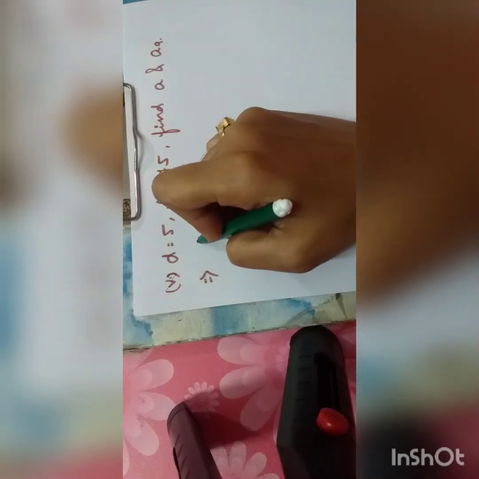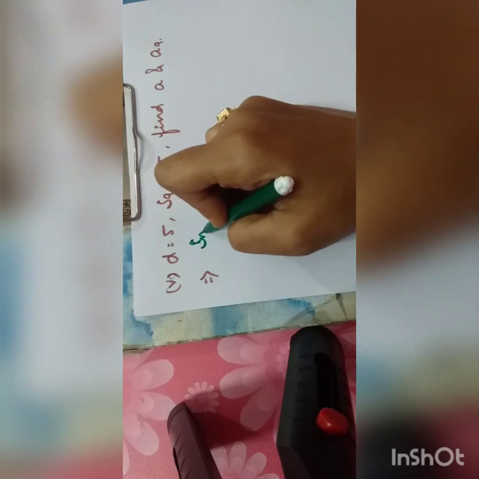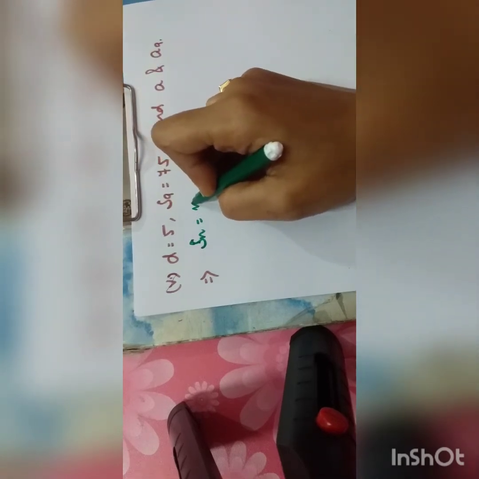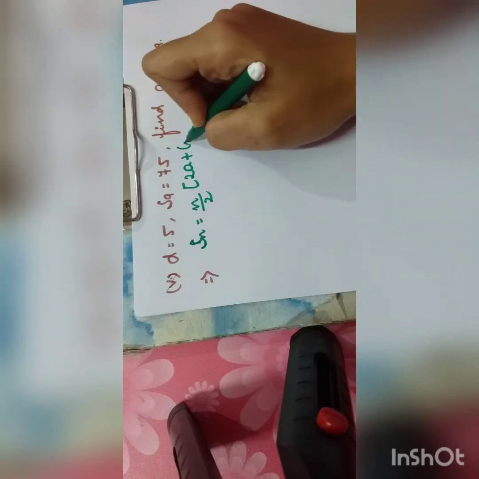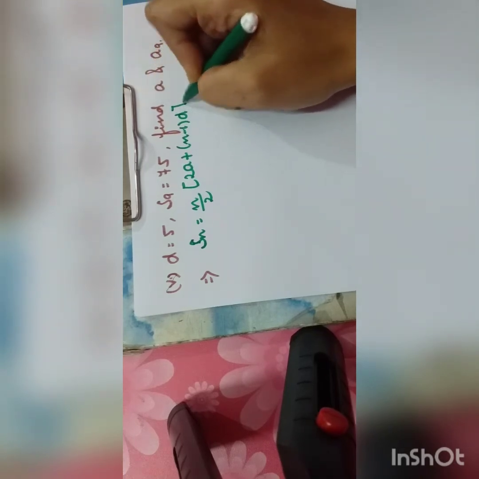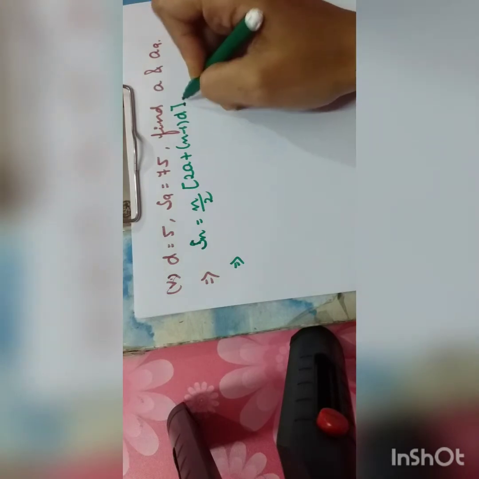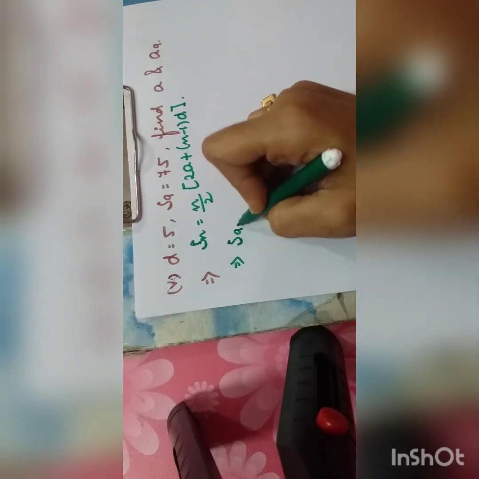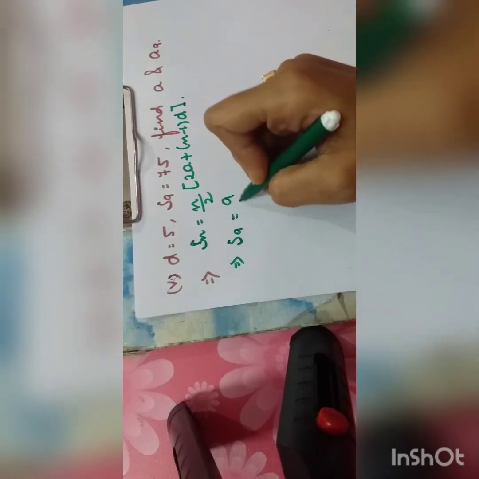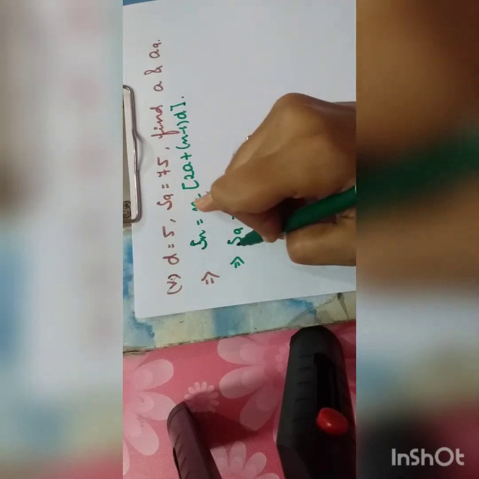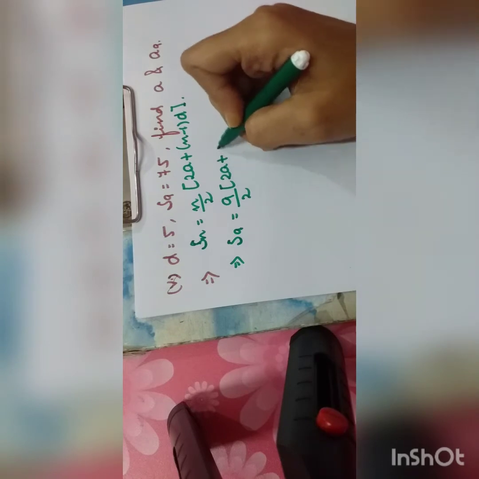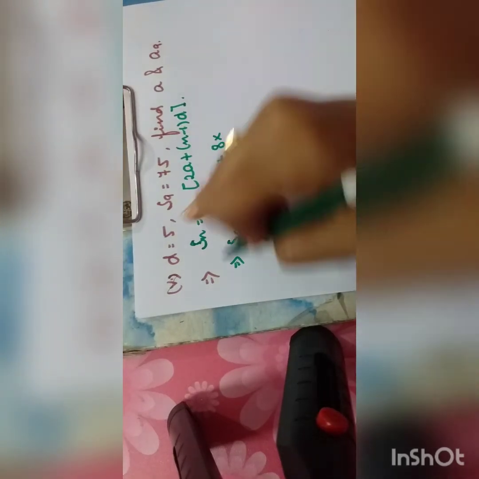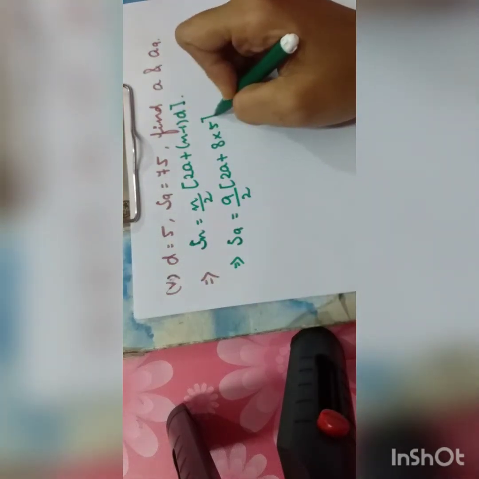So first I am going to write the formula of Sn. The sum of n terms of an AP is Sn equals n by 2 into 2A plus n minus 1 into D. S9 is given to me, so in place of n, the value is 9. So 9 by 2, 2A, A is unknown, 9 minus 1 will be 8 into D. The D value is given to me, that is 5.